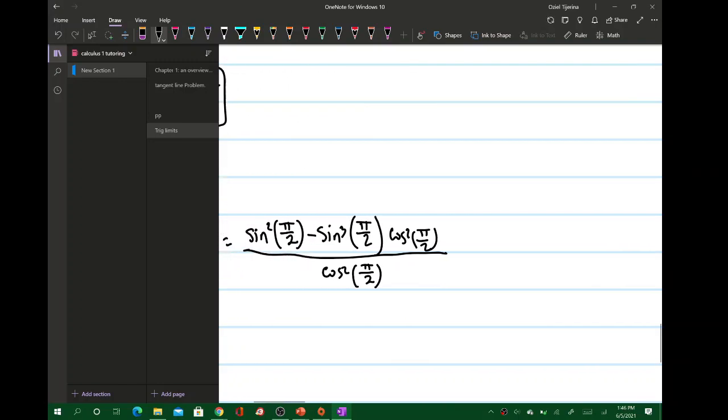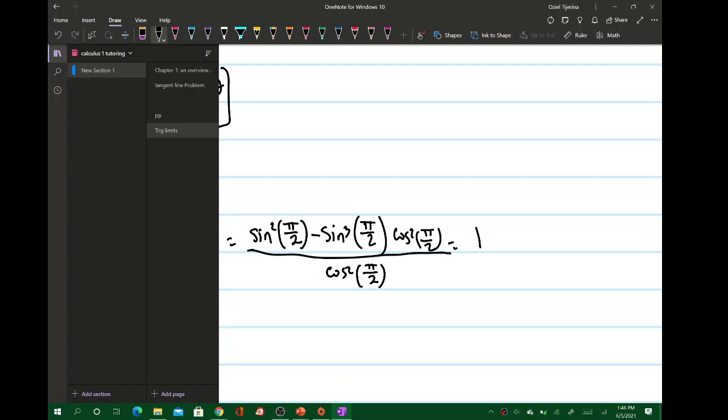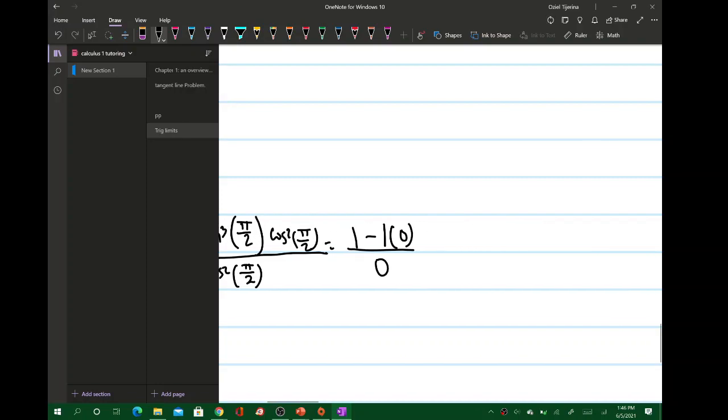This is going to be 1 minus 1 times 0 over 0. This is going to be 1 minus 0 over 0, which is 1 over 0. So it does not exist. Oh wait, never mind. Yes, it does. Oh my goodness, hold on. This one's tricky.